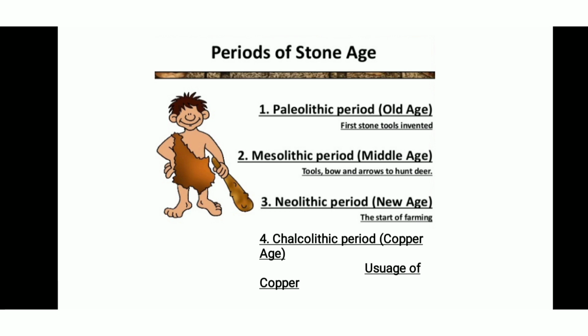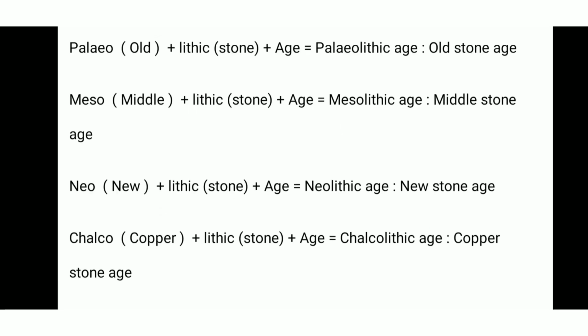And third, Neolithic period, that is New Stone Age, where they started farming. As a result, they started to invent farming tools using stone. Then comes Chalcolithic period, that is Copper Age, where people stopped using stone and entirely depended on the metal copper for making tools. So, children, now we are going to see the meanings behind each and every name of that particular period.